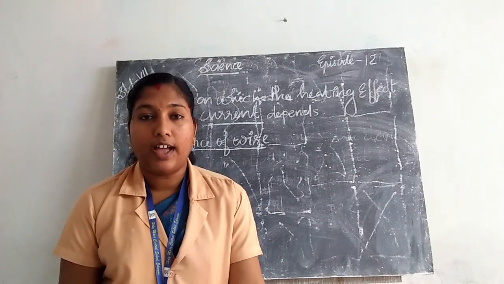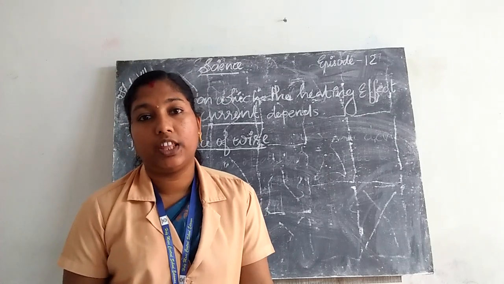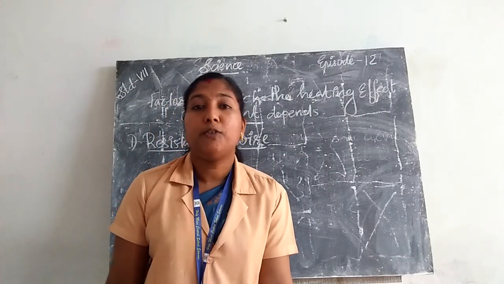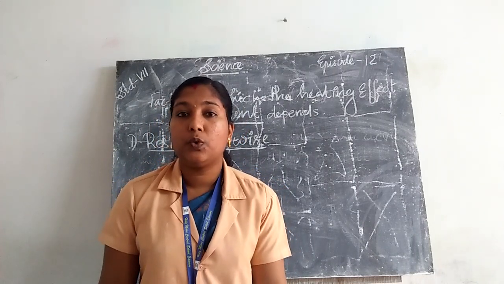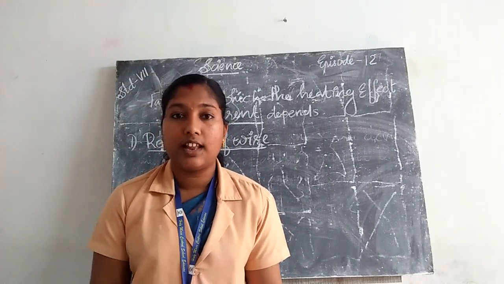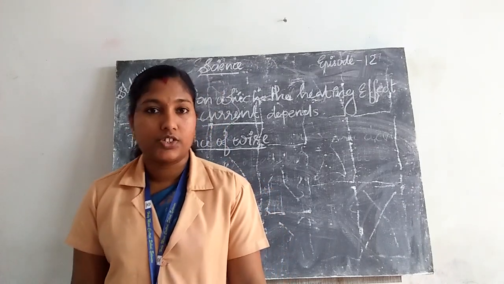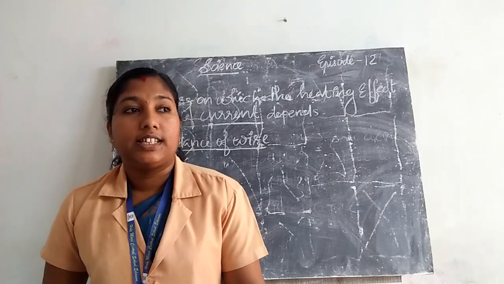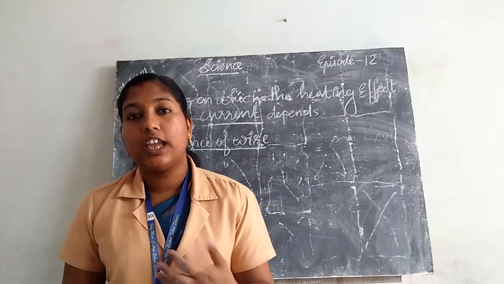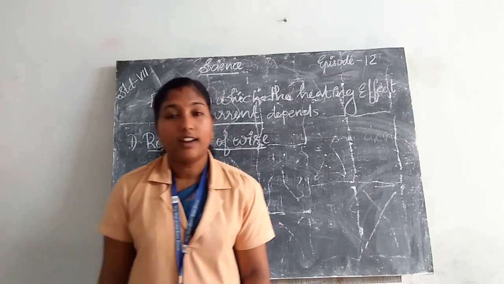These are the factors that affect the heating effect of electric current. Which factor affects the heating effect of electric current? Resistance of wire. What do you mean by resistance? The degree to which the material opposes the passage of electric current through itself is known as resistance. If a wire has higher resistance, the heat produced in it by a given current becomes higher.